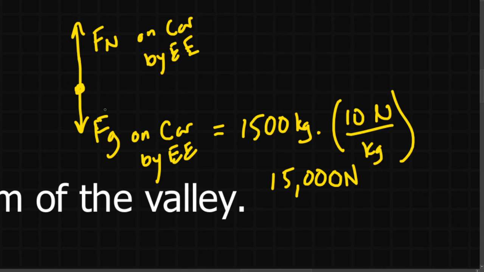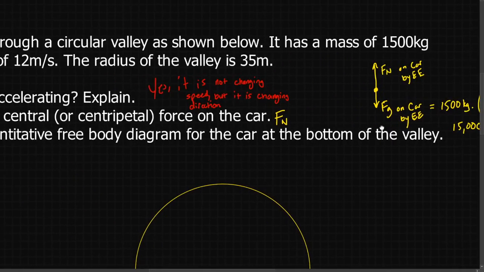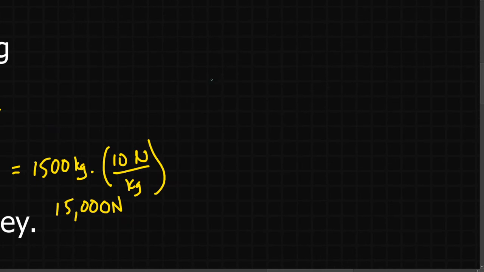Well, this normal force has to be bigger than that. I don't know exactly how much bigger. We're going to have to figure that out in a second, but it has to be bigger than 15,000 newtons. So let's work out how big it has to be. Well, we know that the amount of force it takes for something to move in a circular path is equal to the mass times the velocity squared divided by the radius.